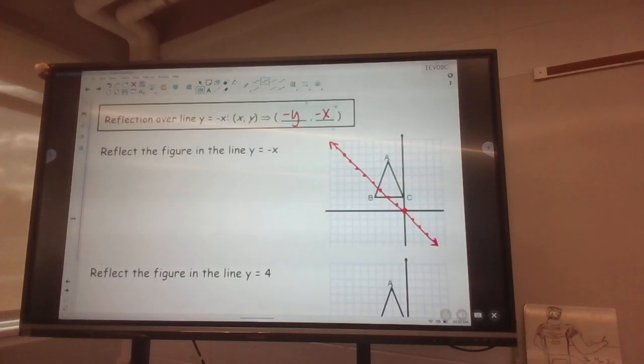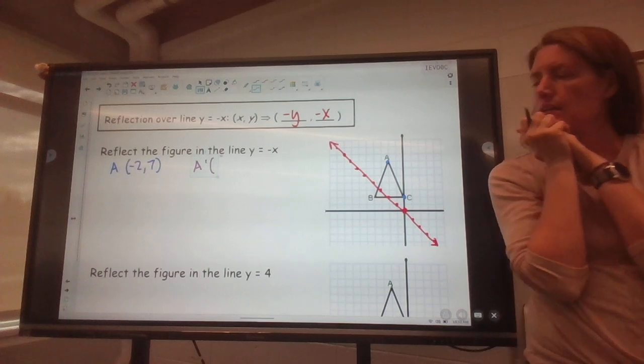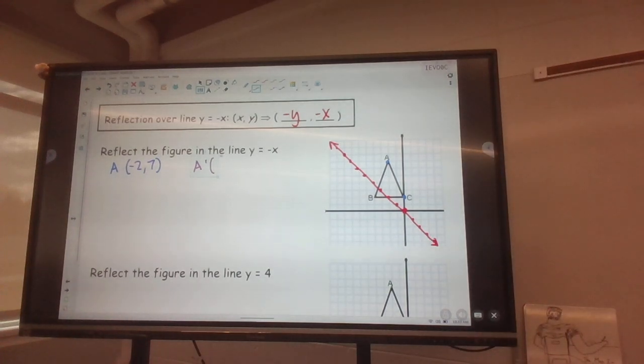Now this is a little bit annoying because the coordinate points aren't listed there for us, so we have to look at what the coordinate points are. So like A is -2, 7. So the flipped version of A: you flip the x and y and you change their signs. It was +7 as the y, it's going to become -7 as the x. It was -2, now it's going to become +2.